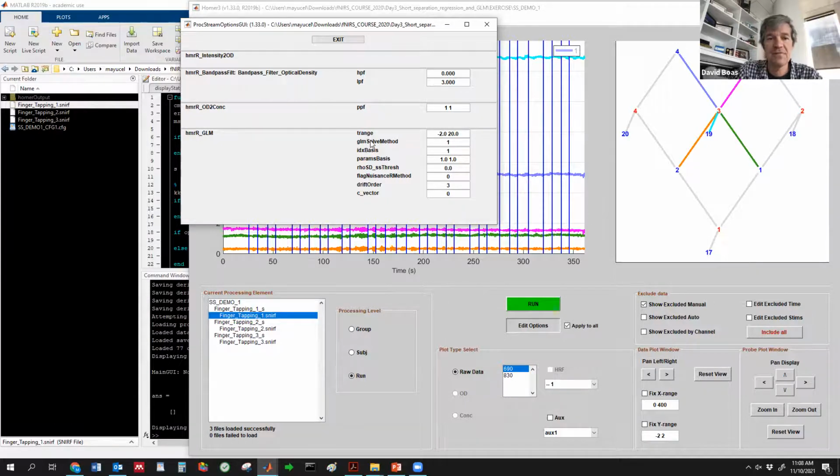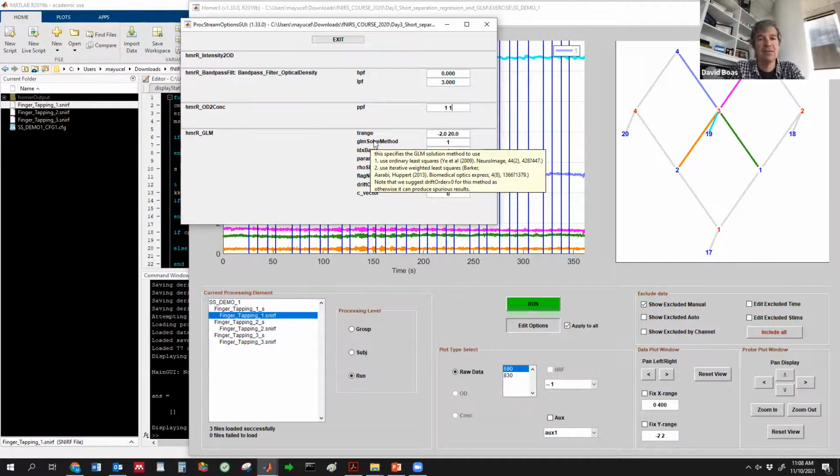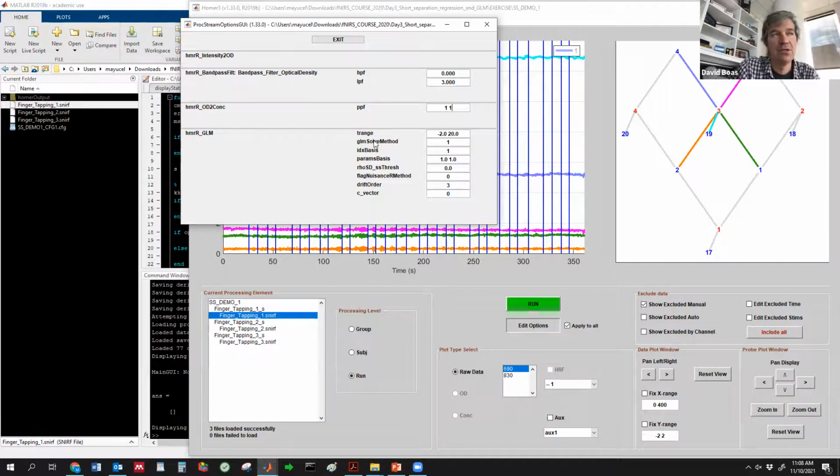The GLM solve method, this is what I was talking about. 1 is the traditional ordinary least squares, and there's a citation for it. If you put a 2 there, you're going to get Ted Huppert's method that filters out the temporal autocorrelations. That takes much longer because it's an iterative process. So we recommend when you're doing the initial analyses, you just use 1, which is the faster ordinary least squares. So we put a 1 there.